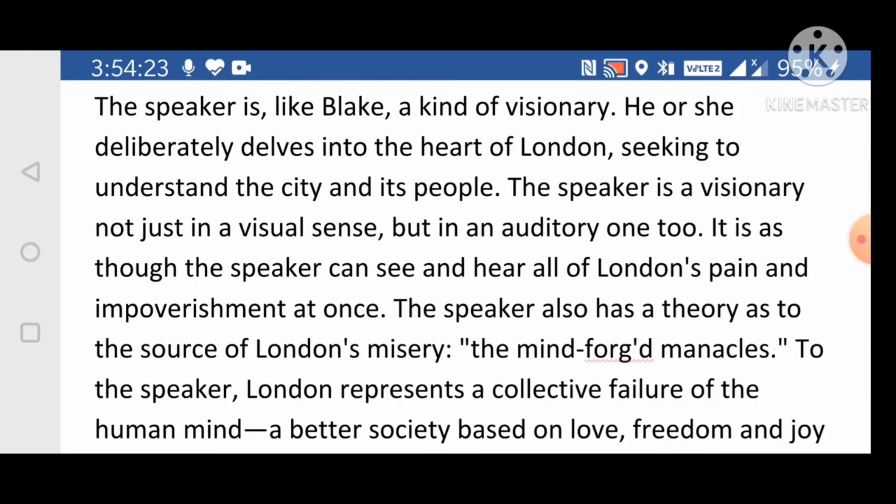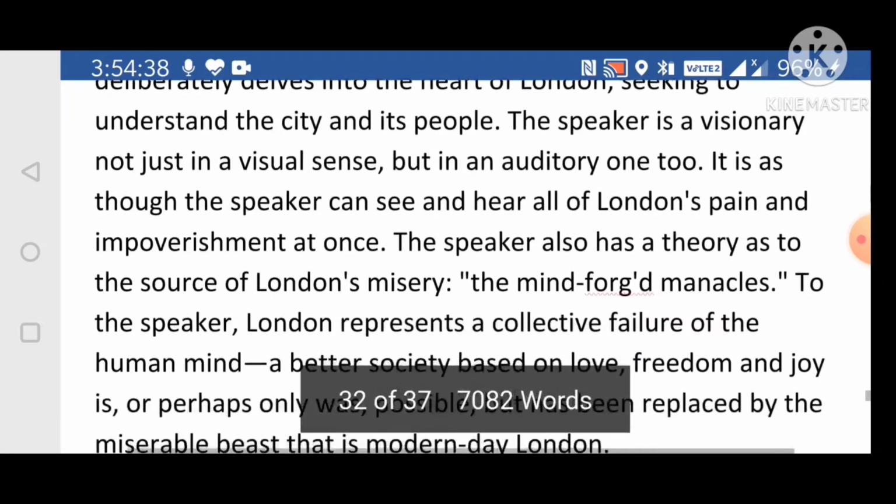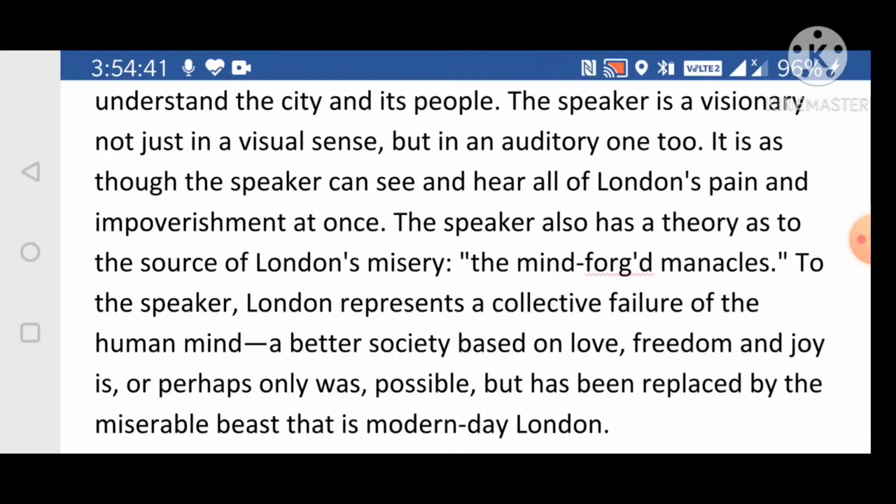He or she deliberately delves into the heart of London, meaning puts his hand in or digs deep into the heart of London, seeking to understand the city and its people. The speaker is a visionary, not just in a visual sense, but in an auditory one too. Auditory means ability to hear, the hearing sense. It is as though the speaker can see and hear all of London's pain and impoverishment at once.